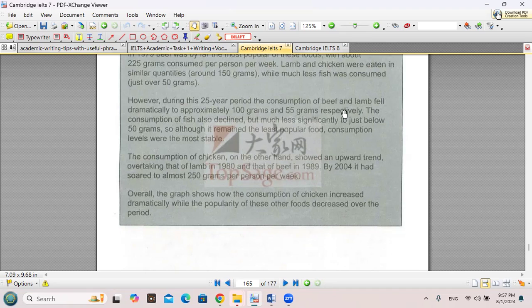And then write the word respectively. This structure is highly recommended in academic writing if you have figures. The consumption of fish also declined. So once he used fell, and once he used declined. He didn't repeat the sentence. But much less significantly.